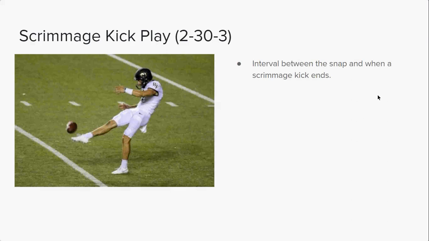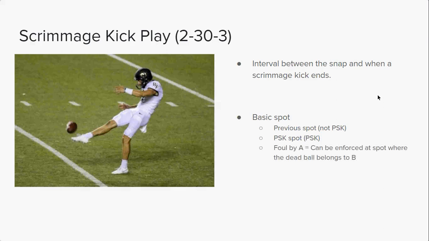Scrimmage kick plays are the interval between a snap and when a scrimmage kick ends. Again, this is different than a down with a scrimmage kick on it, because scrimmage kick downs include the return, whereas scrimmage kick plays do not. The basic spot, there are a couple of options here. If it's not a PSK foul, it's a previous spot. If it is a PSK foul, it is the post-scrimmage kick spot. We'll talk about post-scrimmage kick spots here in a minute. And again, fouls by A can be enforced at the spot where the dead ball belongs to Team B.